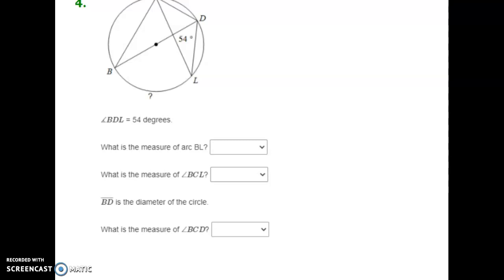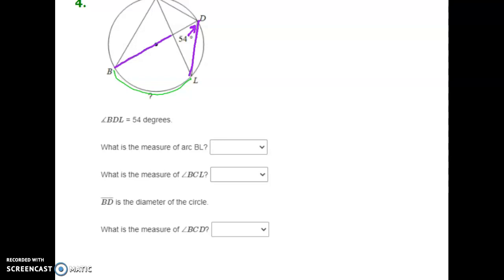Number 4, angle BDL. BDL is right here. This 54 degrees is for that angle, by the way. What is the measure of arc BL? I'm thinking that this 54 is in the wrong place. Let me erase this. It's telling us that this information is already on the diagram, so that 54 has got to go in for this angle here. That to me is a little confusing, but it's fine.